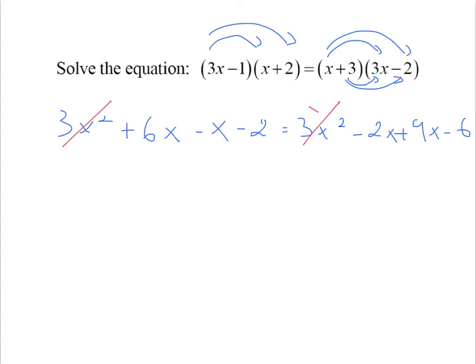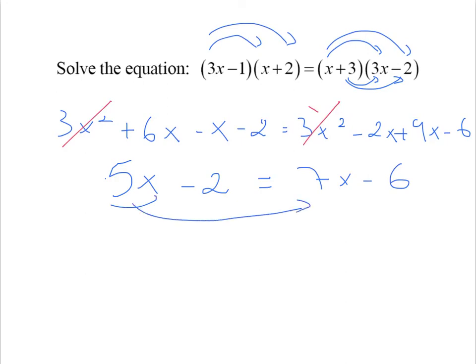Let's continue here. What do we have here? We got 6x minus x is 5x minus 2, okay? Here we have negative 2x plus 9x is 7x minus 6, okay? Just to get a positive value for x, we can just move 5x to the right, and negative 6 to the left.